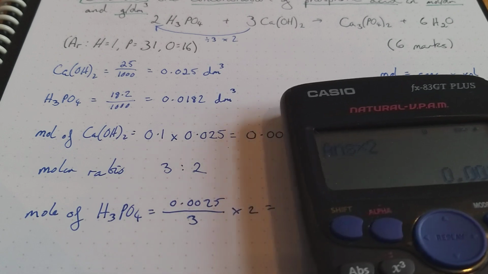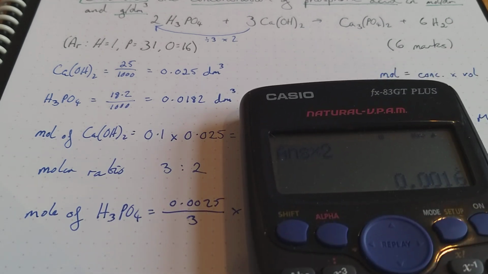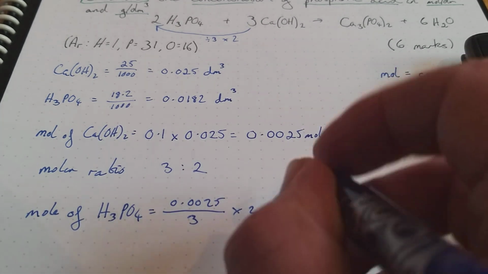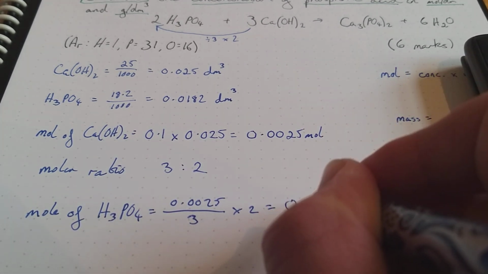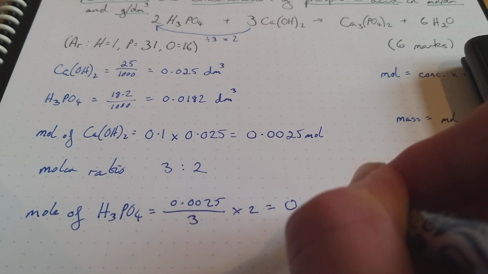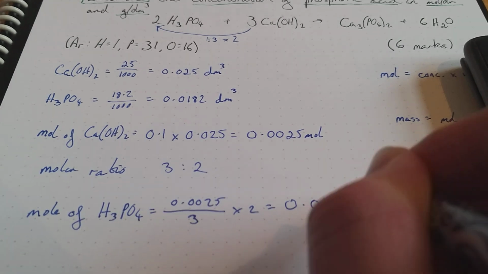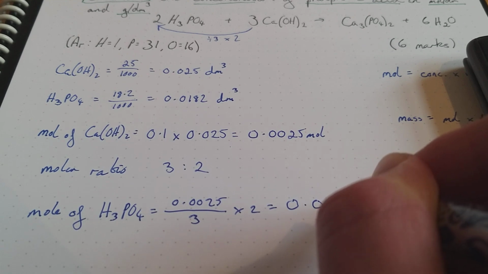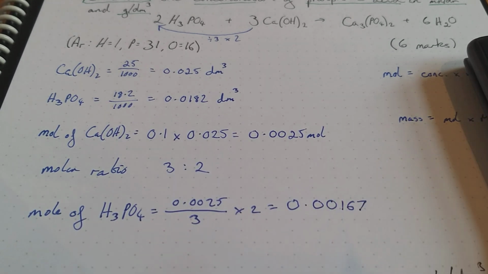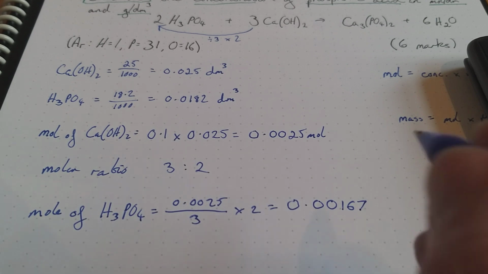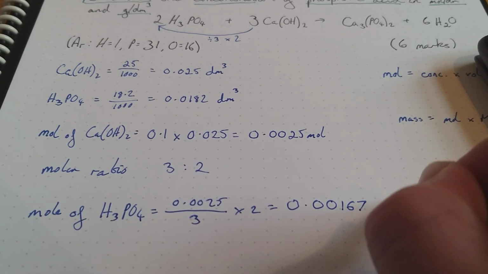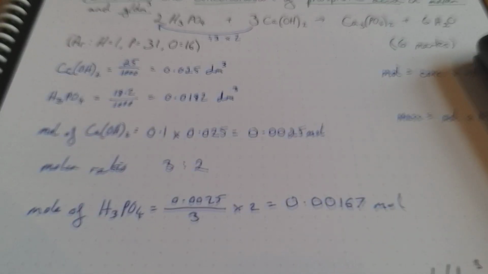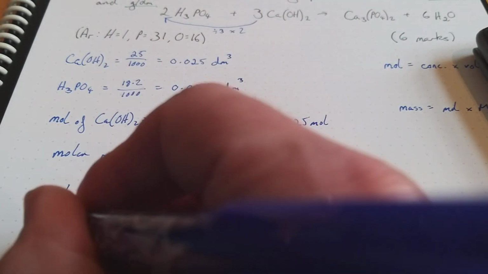Okay, so that gives us 0.00166 recurring. I'll round that to 0.00167 just to make it easier for the next calculation. Moles. And so the last step is we need to work out the concentration.